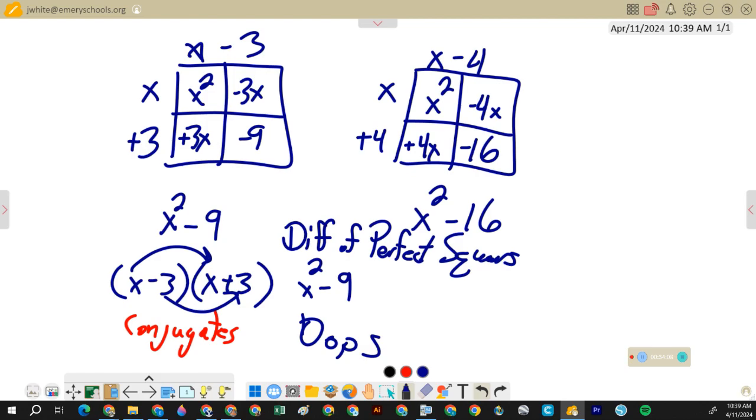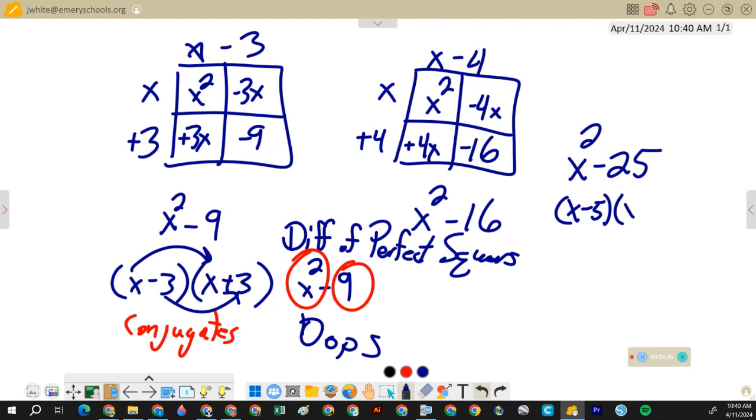Why do we call them a difference? Because you have one term minus another. Does it have to be a subtraction? Yes, it does. And both terms have to be perfect squares. So this is x squared, and this is 3 squared. So if I had x squared minus 25, how is that going to factor without doing any work? It's just going to be x minus 5 and x plus 5.